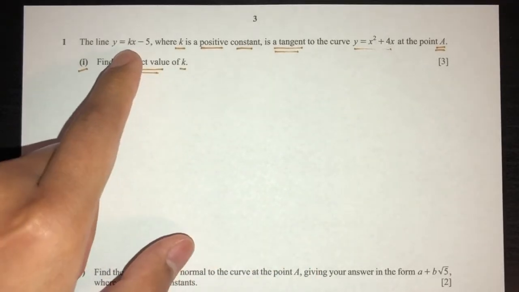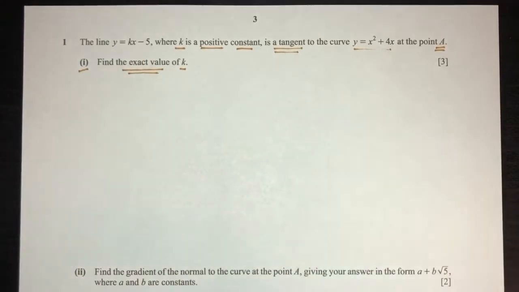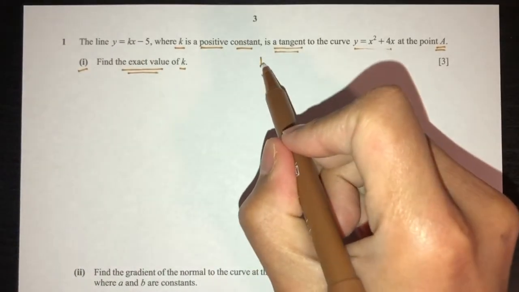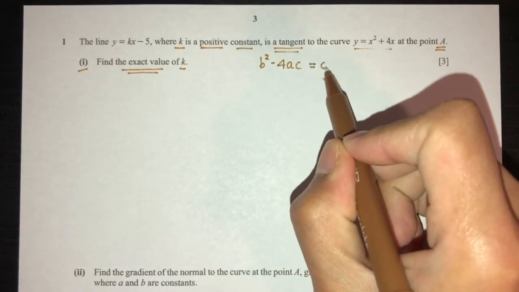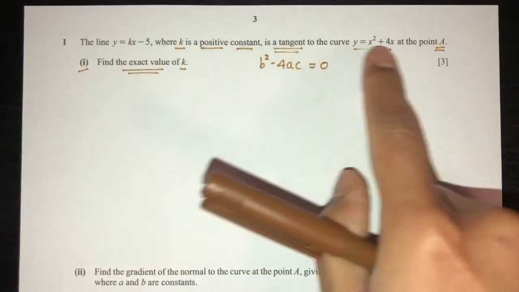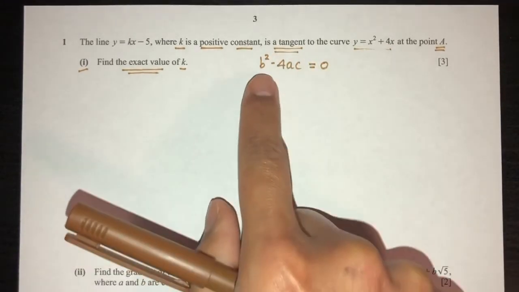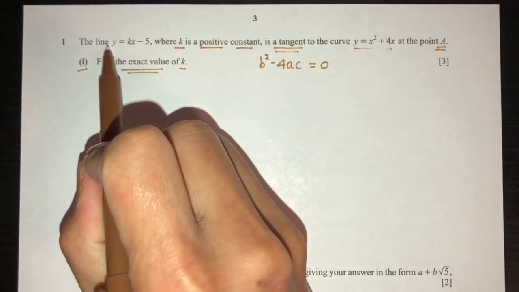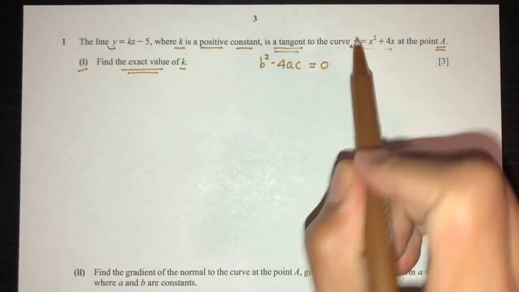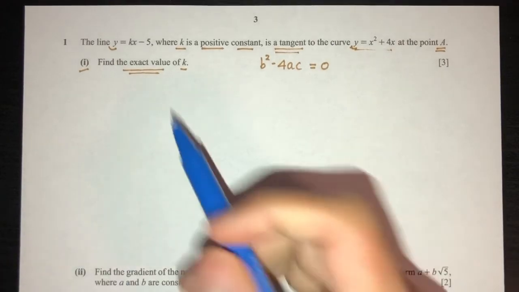So when you see a line is a tangent to the curve, you have to think about b squared minus 4ac is equal to 0, because the line meets the curve at only one point on the curve. That's why it's a tangent. That's why we have to use this. But first we have to solve them simultaneously, okay? So here we have y, here we have y. So we just have to replace in each other by substitution.